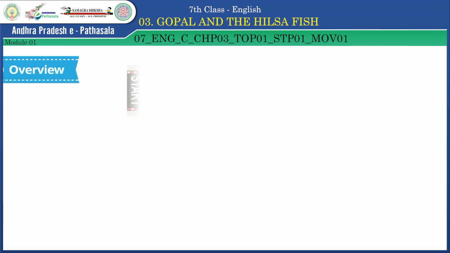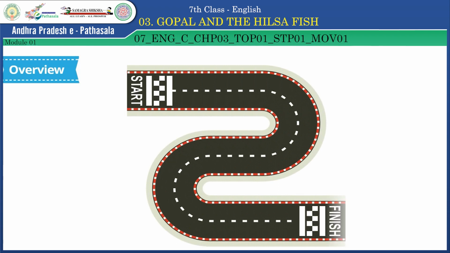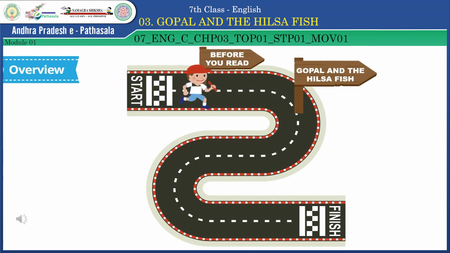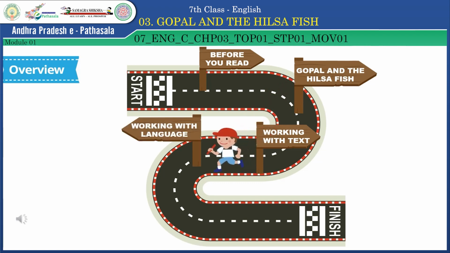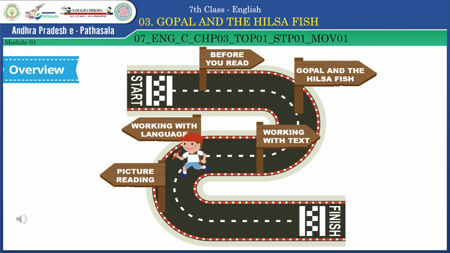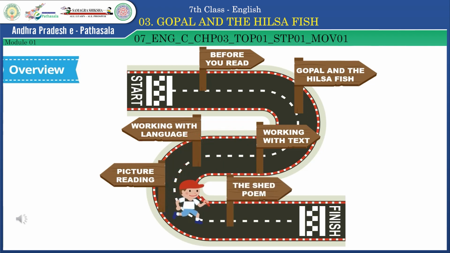Overview of the lesson. The main components of the lesson are: before you read, Gopal and the Hills of Fish, working with text, working with language, picture reading, the shared poem.